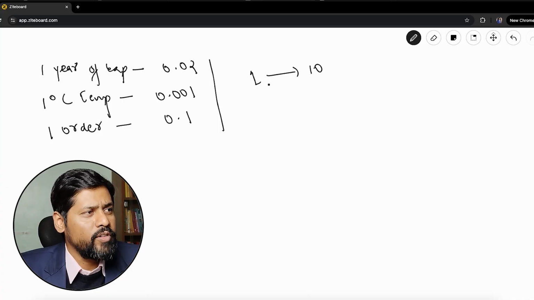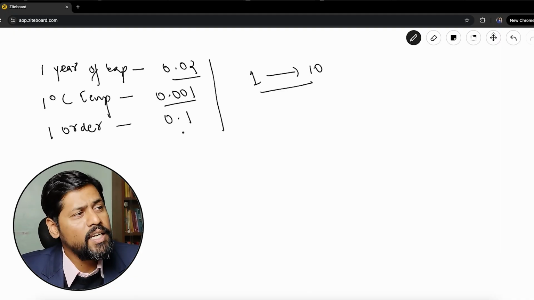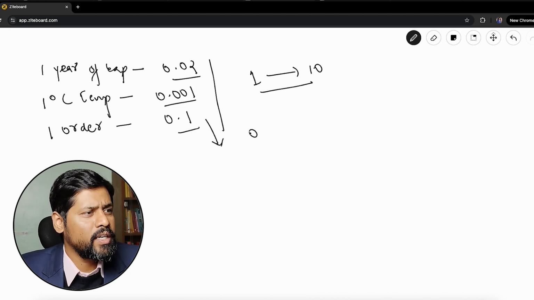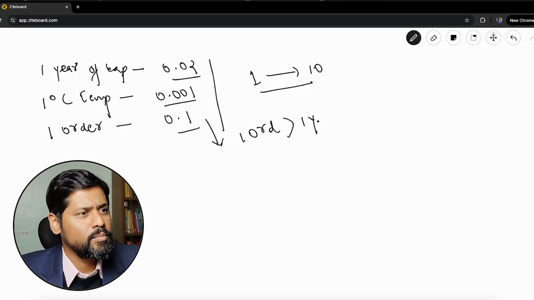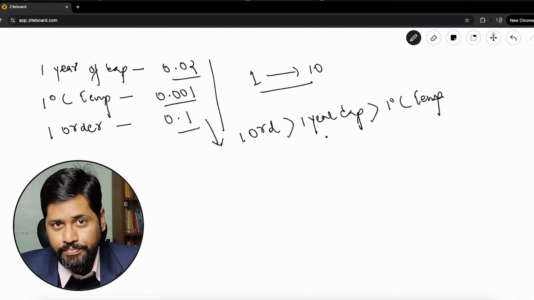Now, when we compare 0.02 to 0.001 and 0.1, they will make sense. We can say that one order's value is greater than 1 year of experience, and whose value is greater than 1 degree Celsius of temperature. This is just an example.